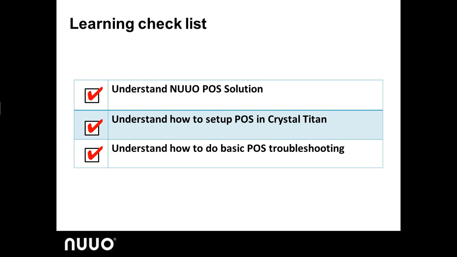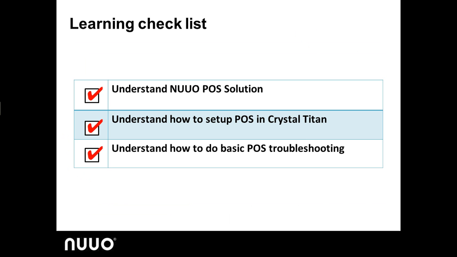So, to summarize the main points of today's webinar: for the first topic, you should know that there are three types of combinations of the NUO POS solution. They are RS-232, COM, and TCP/IP. You are able to choose the suitable combination diagram according to your NVR.